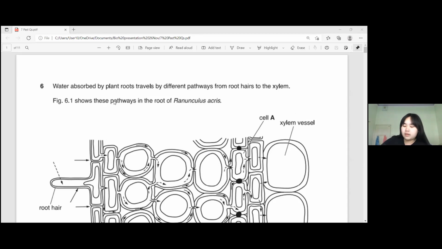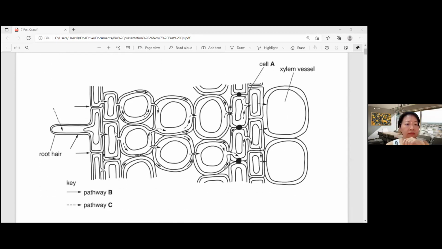Water absorbed by plant roots travels by different pathways from root hairs to the xylem. Figure 6.1 shows this pathway in the roots of Ranunculus acris. And this is figure 6.1.